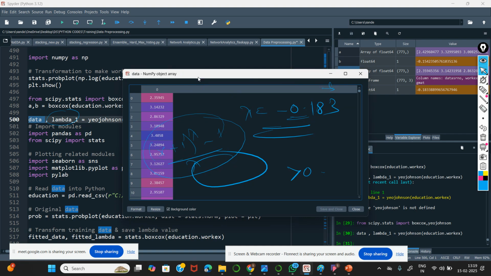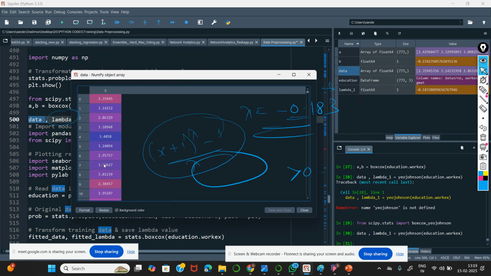So your data is like this. Here also the values got transformed. See, the values are so near to each other. So the variance should be very less. Your graph would be completely symmetric, is it not?